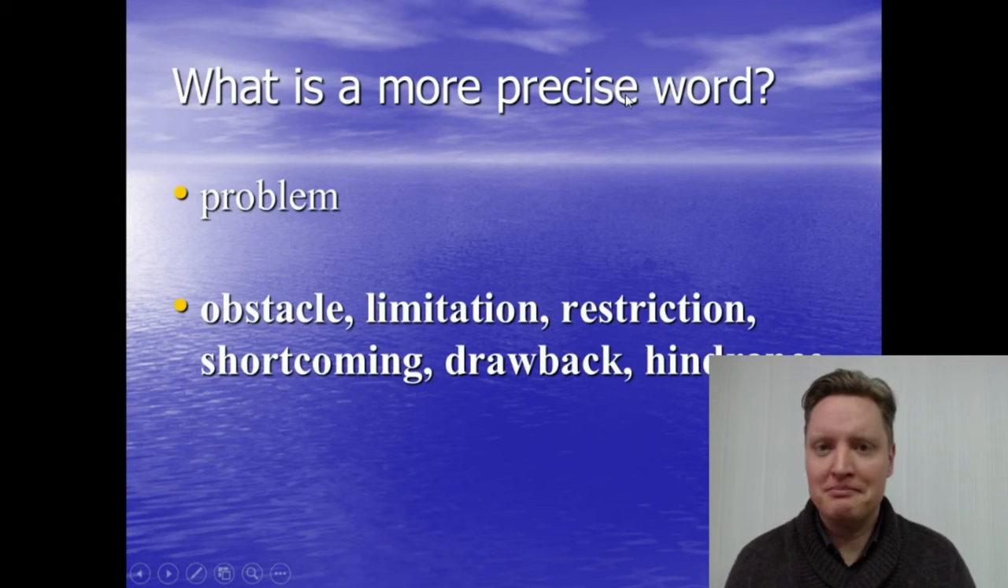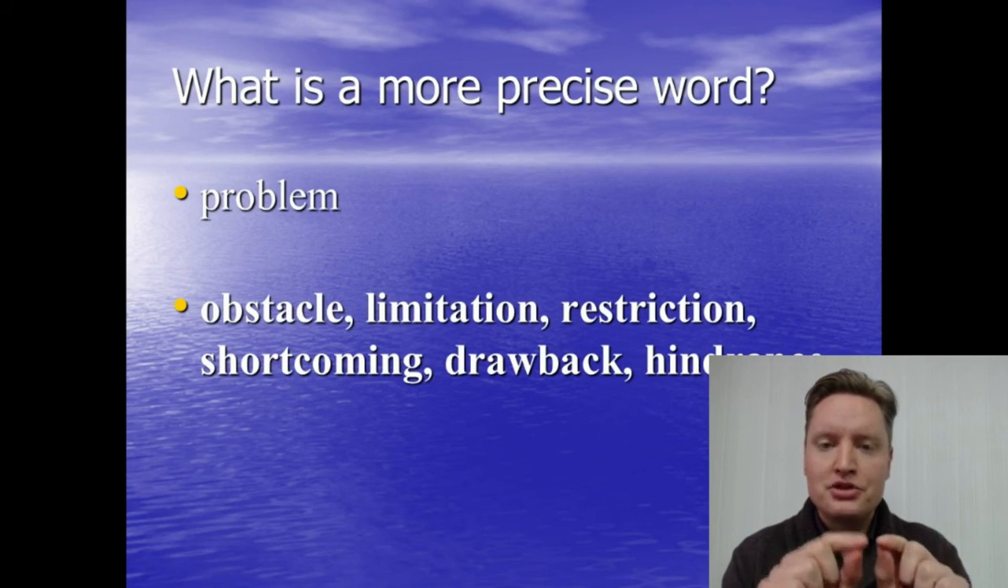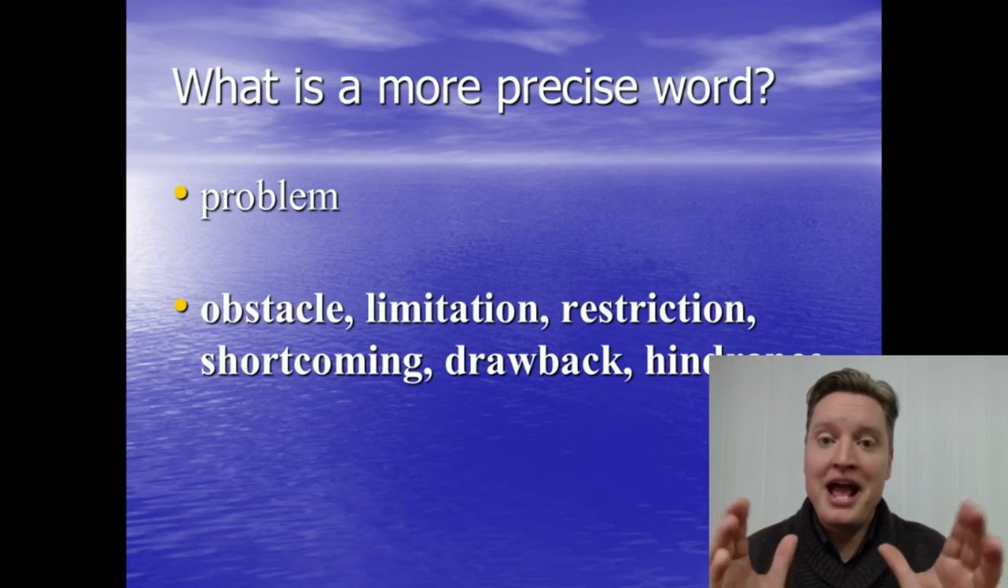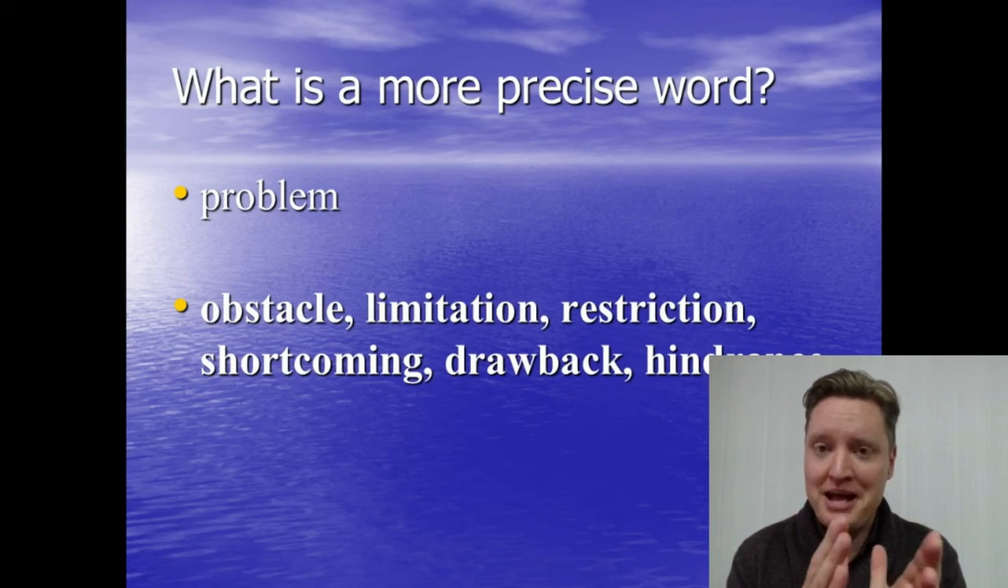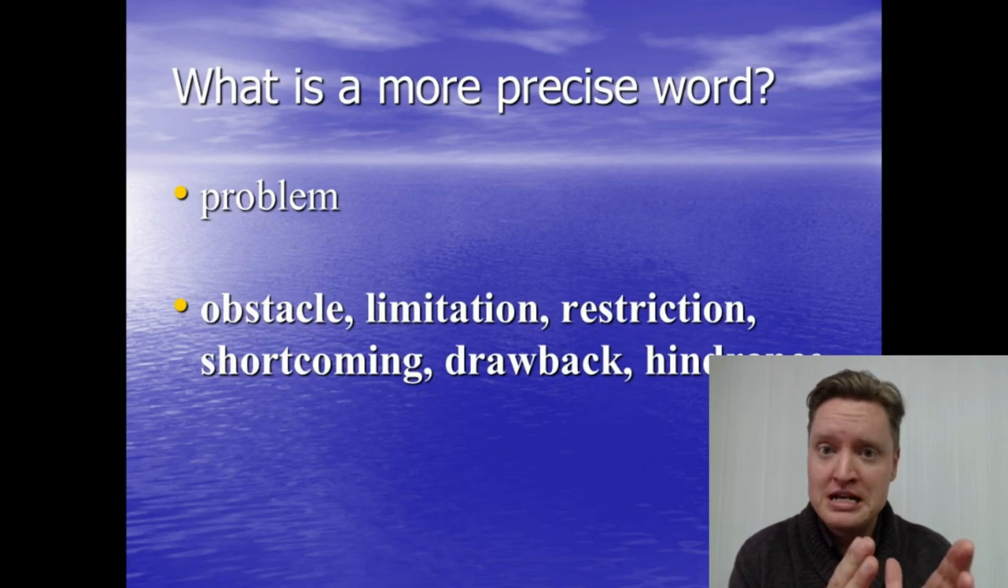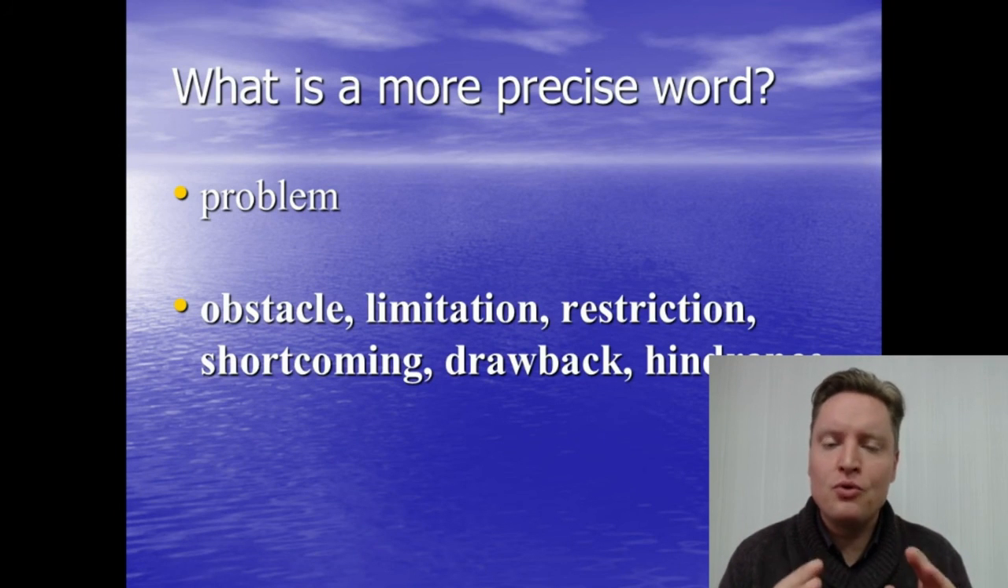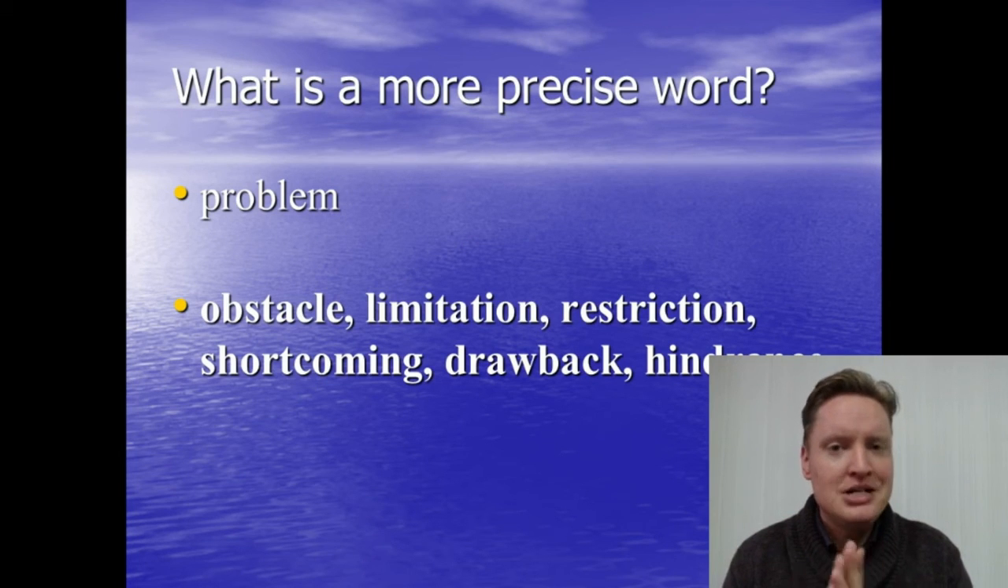Don't say problem. I need more information that will tell me about your problem, like obstacle. Obstacle means the small problem I think I can overcome. Limitation means I don't have enough of something. Limited time, limited money, limited resources. Restriction means the rule or the policy tells me no, I can't do it.